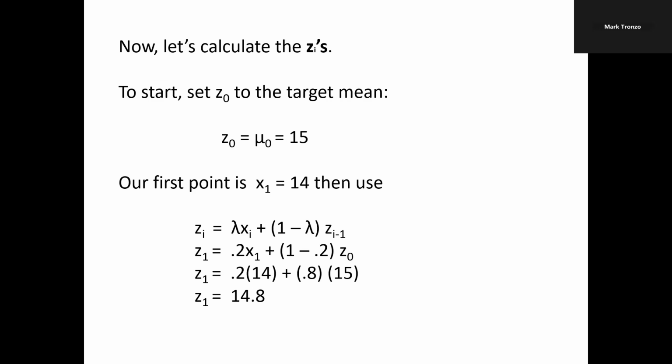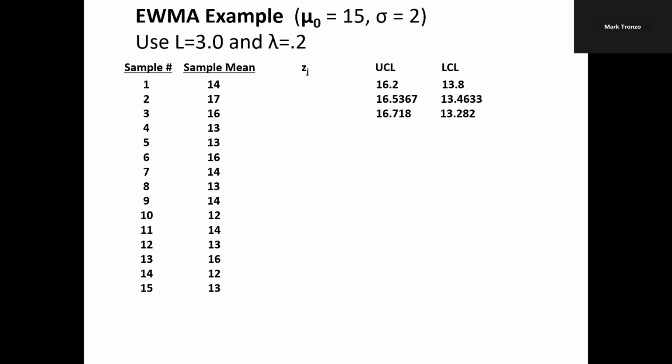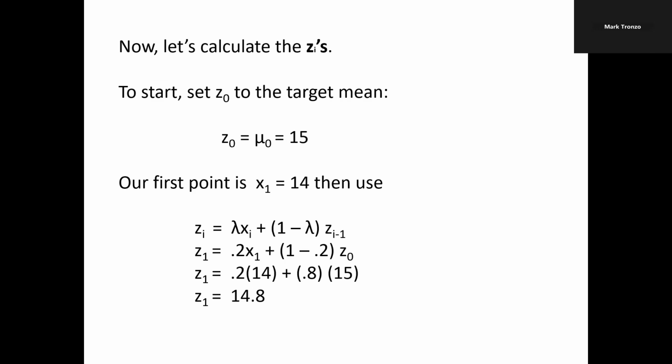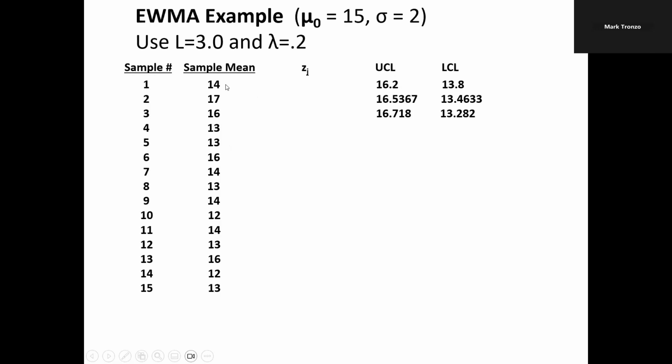And according to the sample mean we have here, notice our first sample mean from our data is 14. That's going to be our x1 in our equation. So our x1 is 14. Again, we just get that from our chart here. That's the data we've found.